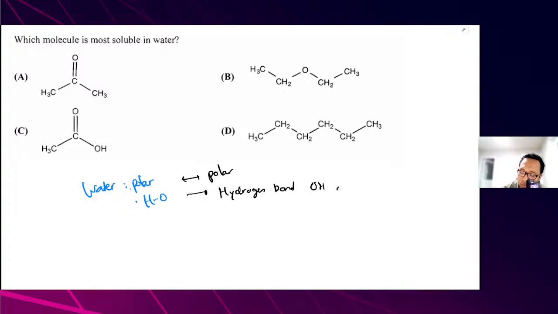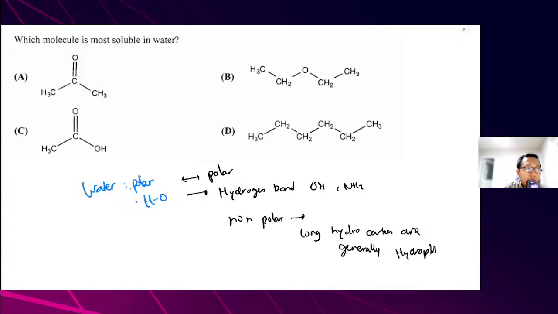We need to look for groups like OH or NH2, because they are especially water loving. And then for non-polar molecules, usually a long hydrocarbon, they are generally hydrophobic, sorry, hydrophobic and poorly soluble.